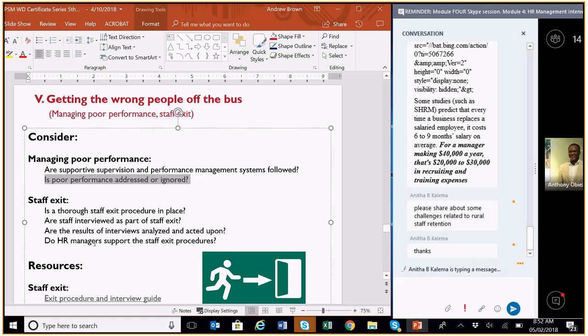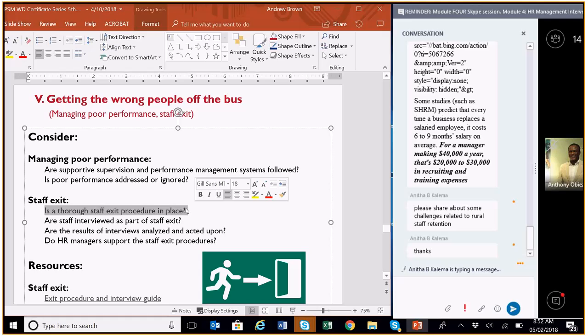Another area we do poorly is staff exit. In relation to staff exit, you need to have a procedure in place when staff exit a particular organisation. Now that procedure would be removing staff members' codes, making sure if they have any debts to the business they're paid, any outstanding reports are also delivered, all of those things.